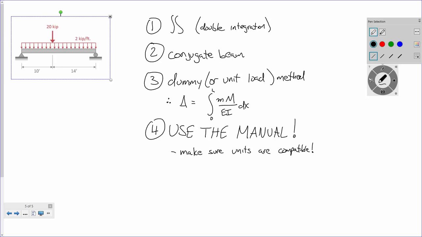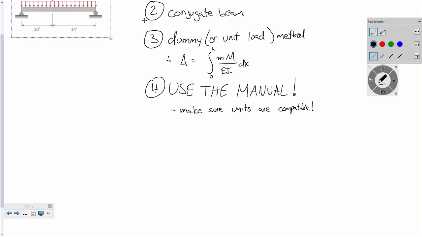Okay? So, for this problem, I've got two different loads. I have a distributed load and I have a point load. So, how do you handle this? You use superposition. The deflection due to the loads on that screen equals the deflection due to the distributed load plus the deflection due to the point load. Okay? So let's talk about the distributed load first. What is the deflection due to that distributed load?